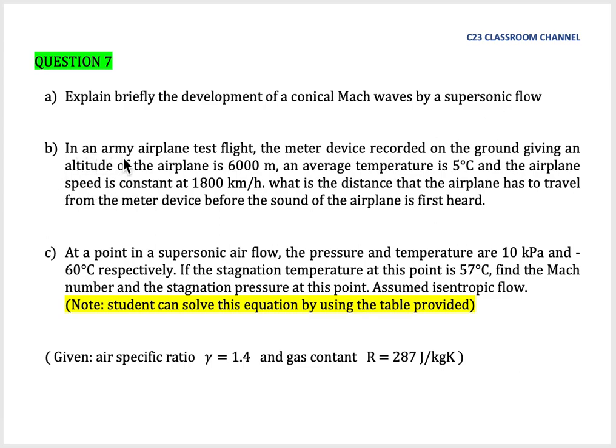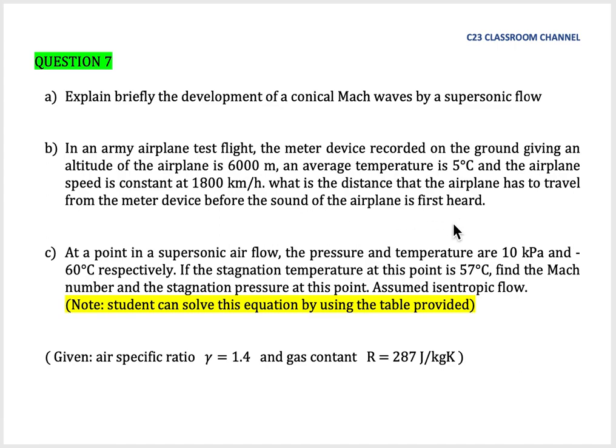B. In an Army airplane test flight, the meter device recorded on the ground gives an altitude of the plane of 6,000 meters. An average temperature is 5 degrees Celsius and the airplane speed is constant at 1800 kilometers per hour. What is the distance that the airplane has to travel from the meter device before the sound of the airplane is first heard?